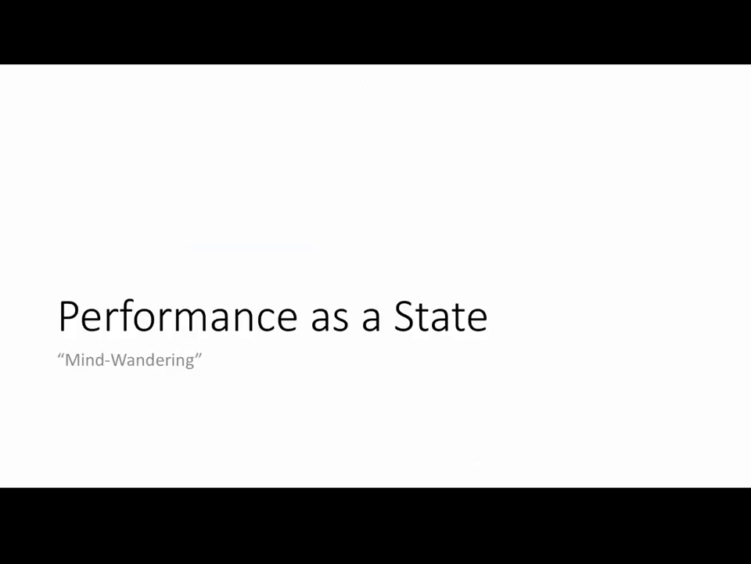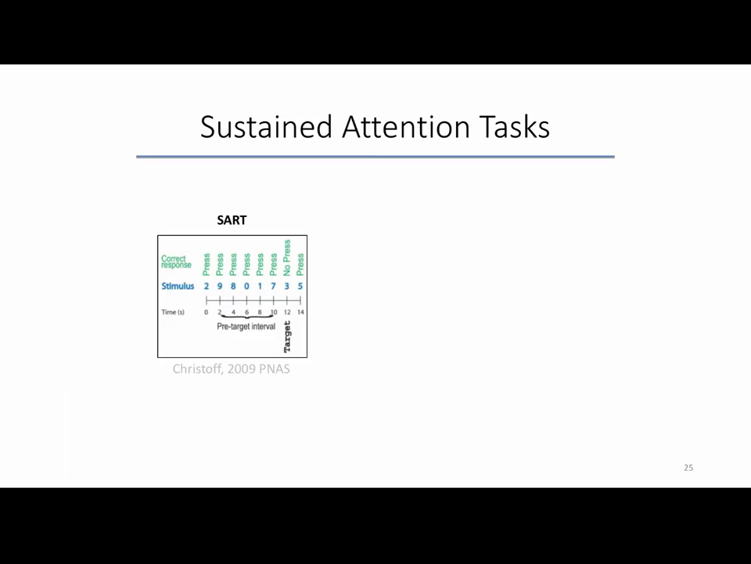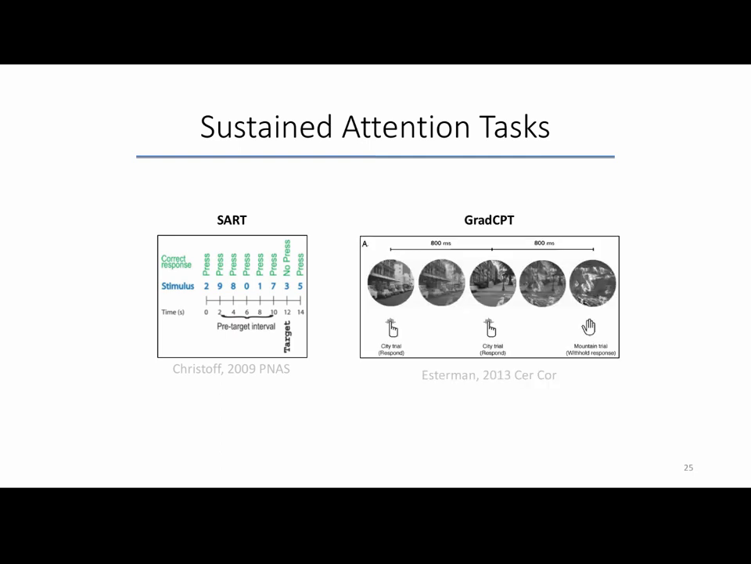We can also think of performance as a state, and this is often called mind wandering or sustained attention or task engagement. And these are often tested with a really simple task where it's easy to do just one trial correctly, but if you're asked to do it for 20 minutes straight, your attention is going to wax and wane, and you're going to miss some things.